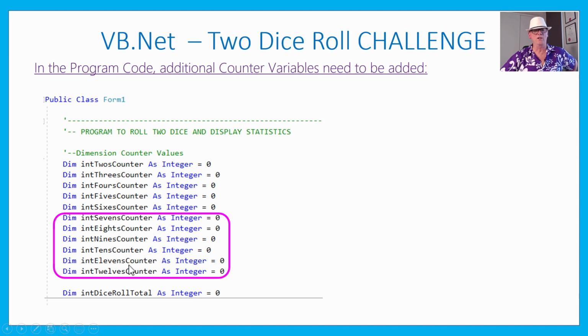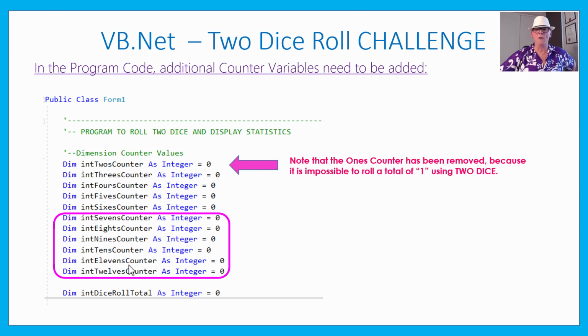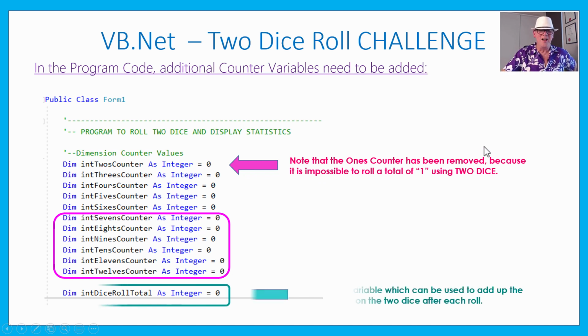So add all those in just by copying and pasting at the top of the program where we had the other ones, and we don't need that 1's counter anymore because it's impossible to roll a 1 with just 2 dice. The lowest you can get is a 1 and a 1, which is a 2. So we're starting off at int 2's counter, okay?